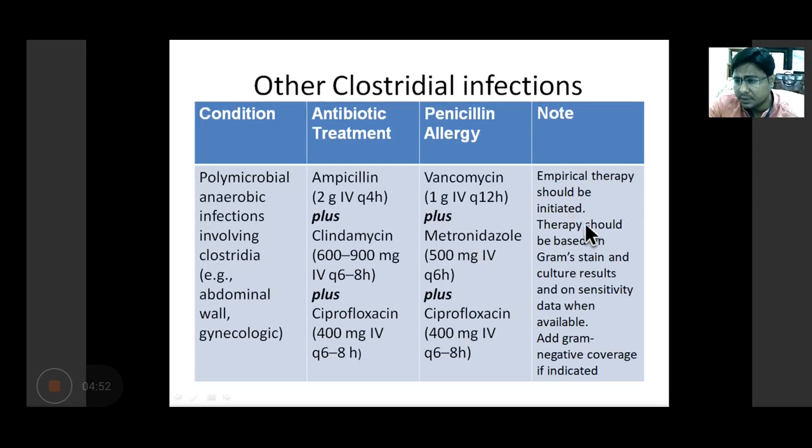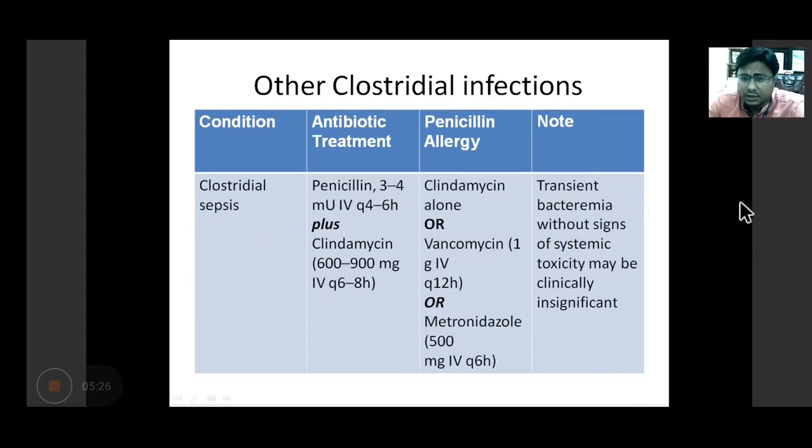Empirical therapy should be initiated. Empirical therapy means whatever you are giving before diagnosis. After diagnosis, whatever drug you are giving is definitive therapy, that you know the bacteria and you are giving the drug specific to that bacteria. But empirical therapy is before the diagnosis, just by seeing the sign and symptom, we are starting our treatment to save a life. That is empirical therapy. Then therapy should be based on gram staining and culture result and on sensitivity data. So whatever result will come after culture sensitivity, we will change our drugs. So this is one thing.